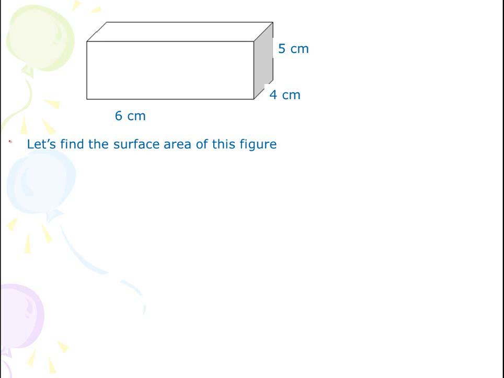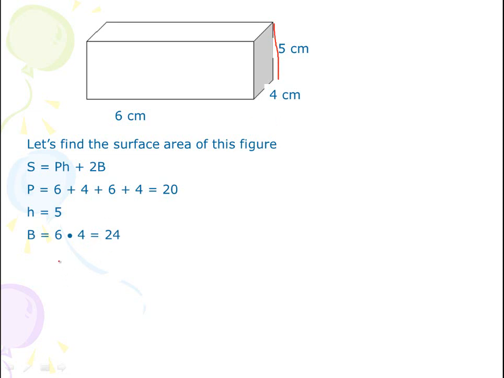Okay. Let's talk about what the perimeter of the base is. I'm going to use the bottom again. So the perimeter would be 6 plus 4 plus 6 plus 4, which is 20. What's the height? How tall the figure is. It's a 5. And the area of the base would be 6 times 4, which is 24.